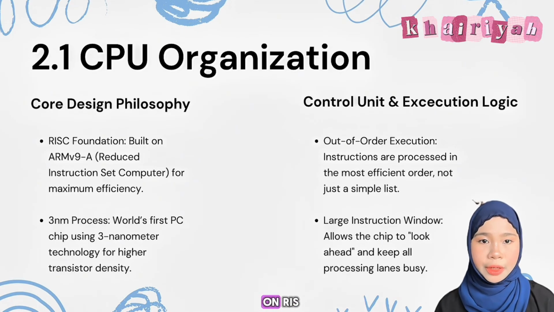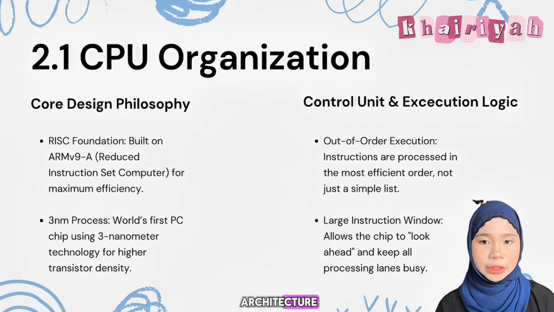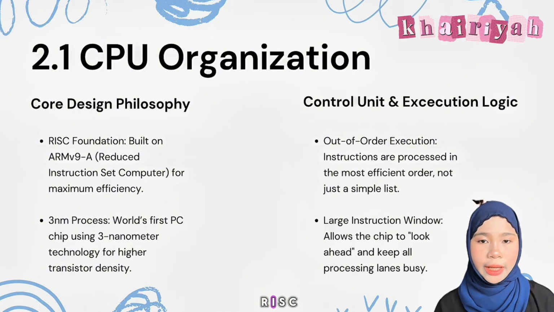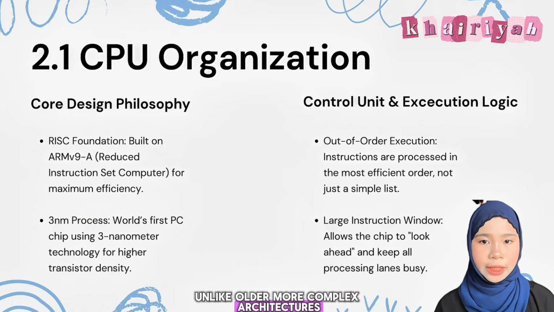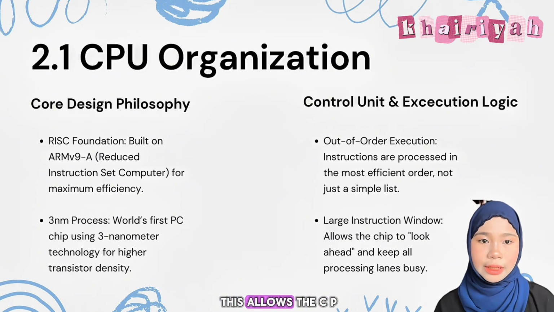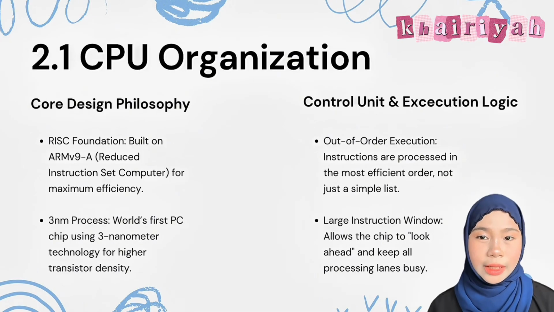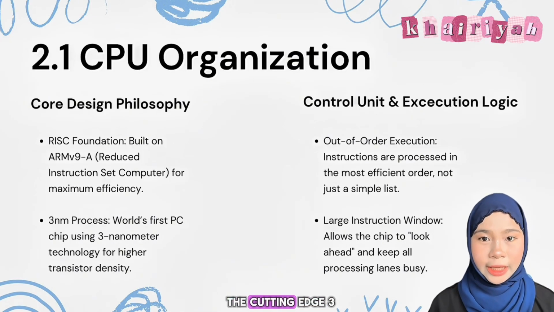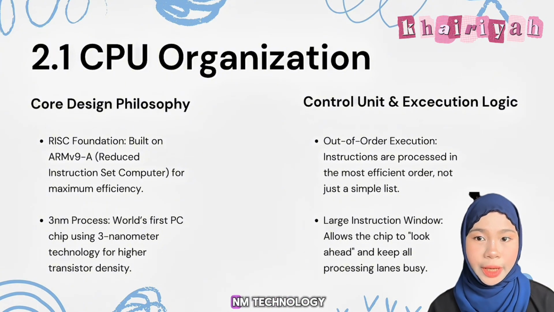This chip is built on a RISC foundation, specifically using the ARMv9 architecture. For those who aren't familiar, RISC stands for Reduced Instruction Set Computer. Unlike older, more complex architectures, RISC focuses on smaller, highly optimized instructions. This allows the CPU to operate with maximum power efficiency without sacrificing speed. Supporting this architecture is the cutting-edge 3nm process. This is actually the world's first PC chip to use 3nm technology.